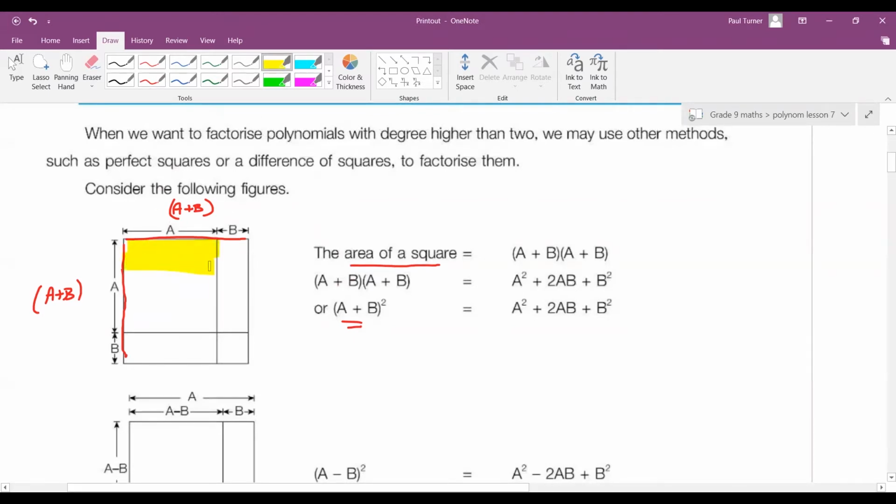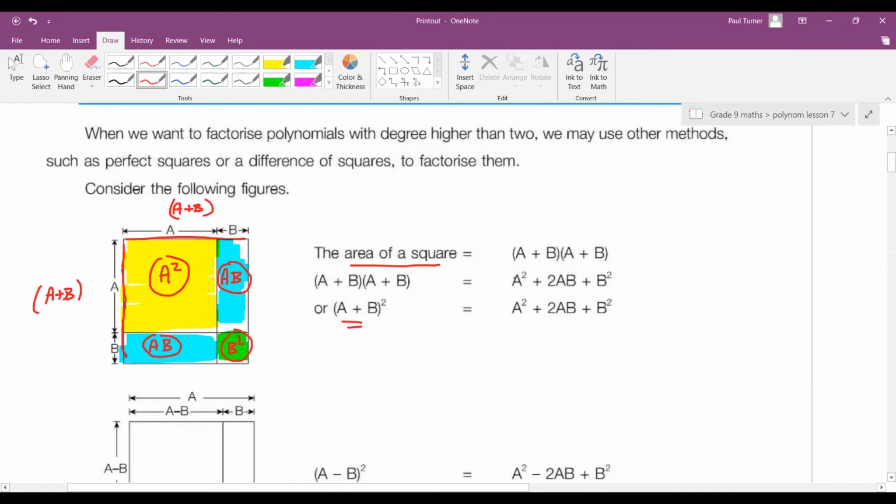So you've got this square here. I'll make it yellow. And then you've got two rectangles here, this one and this one. And you've got a small square here. So the area of the yellow square would be a times a, which is a squared. This rectangle is a times b, so ab. This blue rectangle is also a times b, ab. And the green square is b times b, so that's b squared.